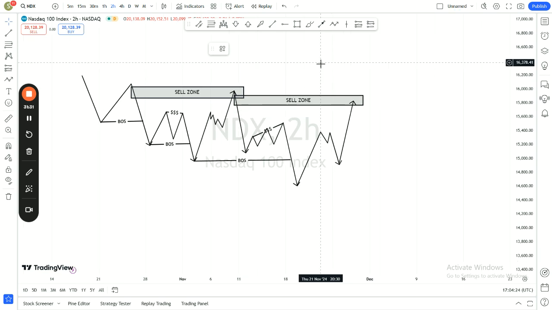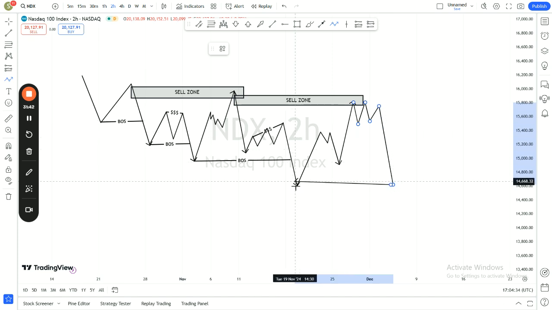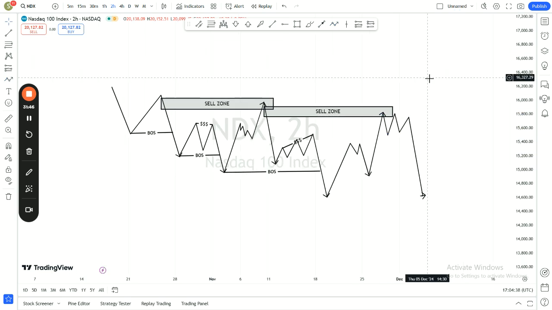Now you can see all this playing out. Now from here, this is where you look out for entry points, entry confirmation, and then you take your trade right from here, and your target is going to be the last low the market created, this particular low. That's going to be your target. Now you see, this is the SMC strategy.